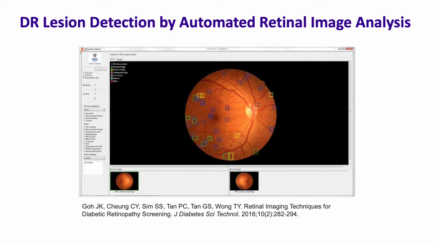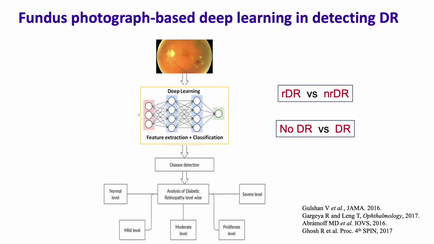So, many automated algorithms have been developed to detect DR lesions and provide a DR severity grade. Based on that, they can give referable, non-referable DR recommendation. With the advance of AI, deep learning has been used to assist DR detection. So far, the main output focuses on referable DR versus non-referable DR, no DR versus DR.